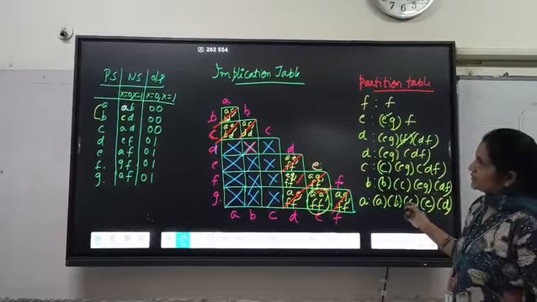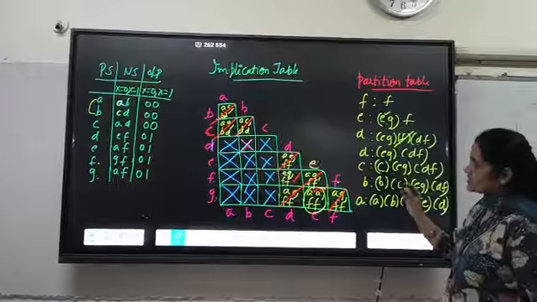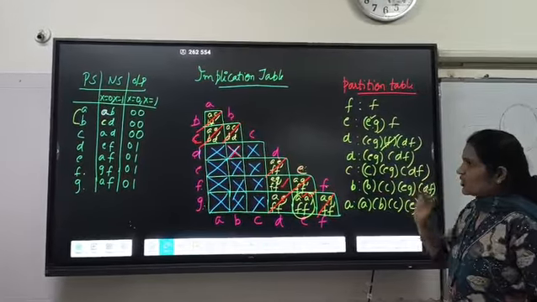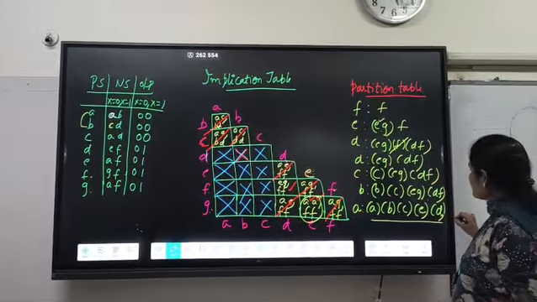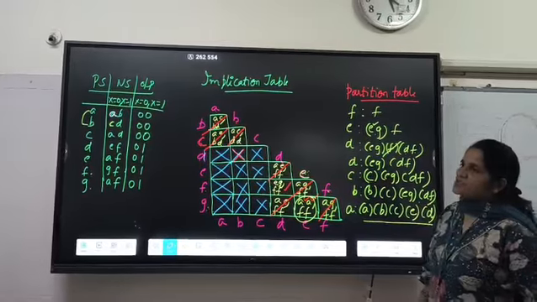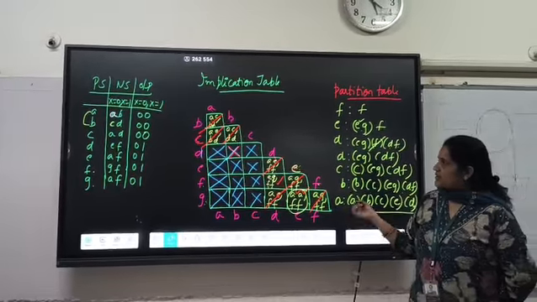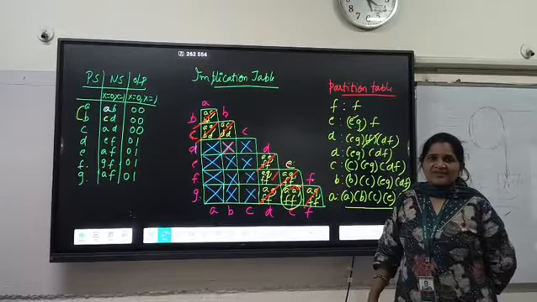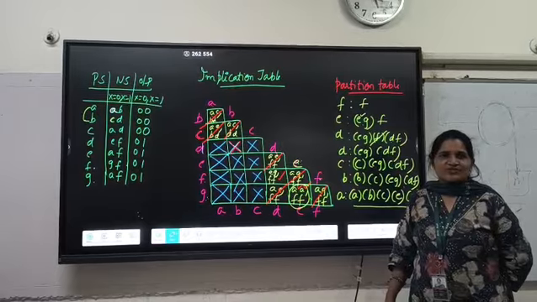If you just remember the previous technique what we did for the same example using the row elimination method, we got the same 5 states. So this is how the implication method is used for eliminating the redundant states. Hope this is clear to you all students.